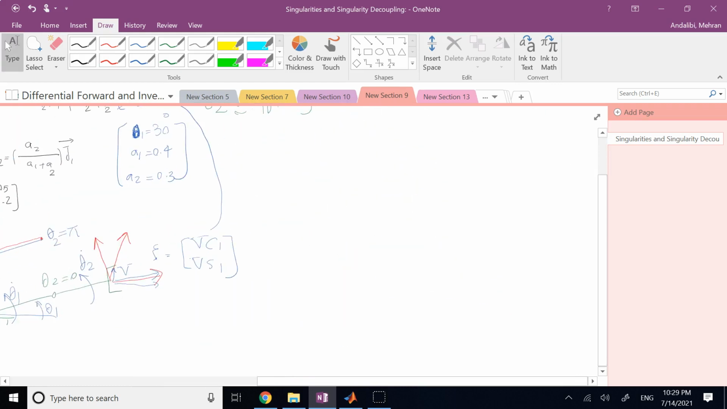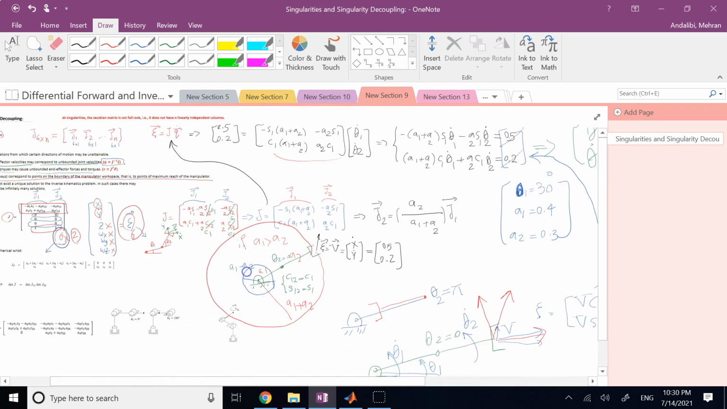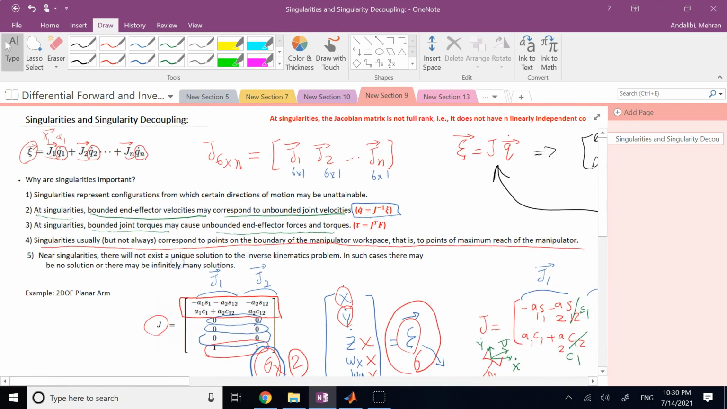Or if you see it horizontal, it might be even easier to see. If it's all horizontal, so theta 1 is just 0, can I ask this end effector to go in that direction? No, it's not possible because I'm on the boundary of the workspace. I cannot go any further. So the fact that it says the boundary of the workspace, some directions of motion are not attainable, that is clear. Why are they not available? Because now I lost rank.